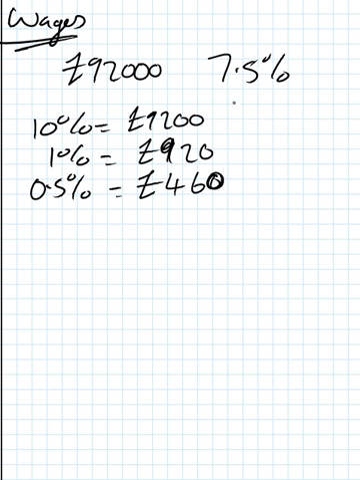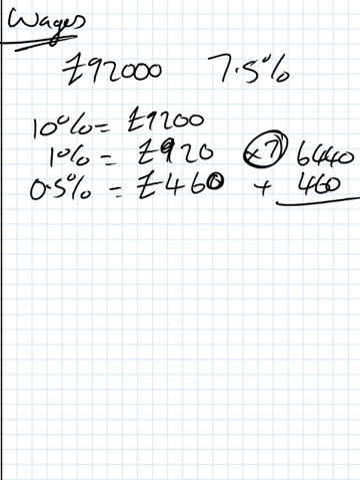So then we want 7.5%. So if we times the 920 by 7, and this will definitely be a calculator question, I'm just going to get the calculator out because otherwise we're going to be here all day. So we'll do 7 times 920, which gives us 6,440, and I'm going to add on the 0.5% here. So I'll add on the 460, which then gives us £6,900, and that's for 7.5%.